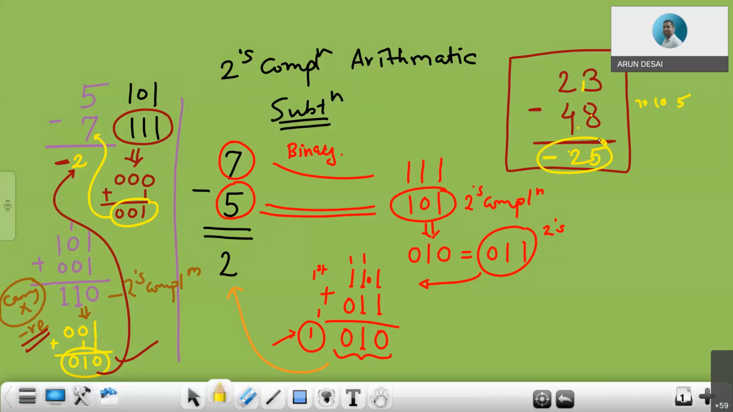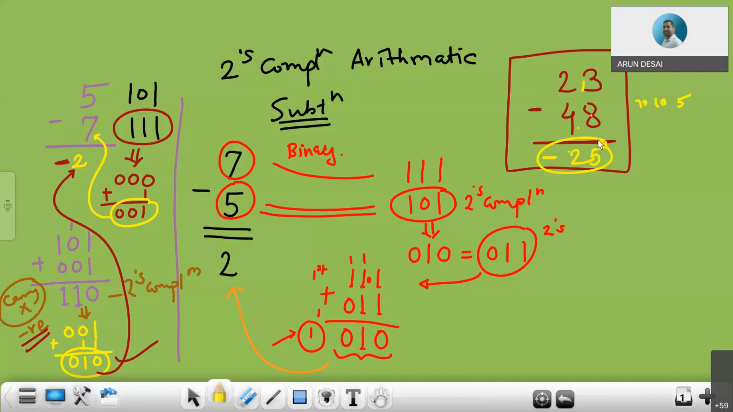Okay, the result should be minus 25, right? If the sign is negative, that means carry should not be generated, and the result is in two's complement form and not a true binary form, right? So you need to find two's complement of that result, then only you'll get 25 as a result there.